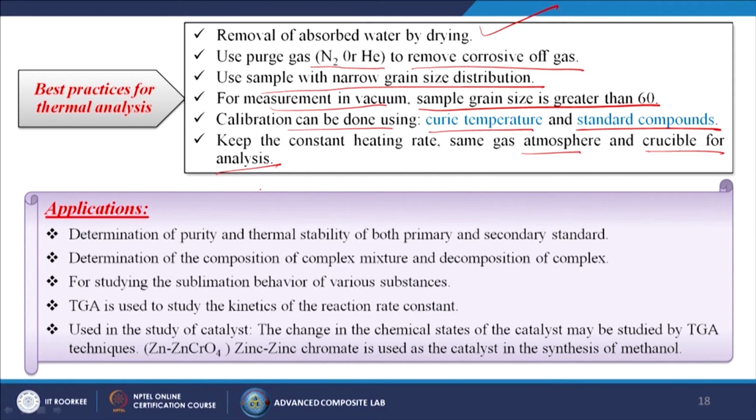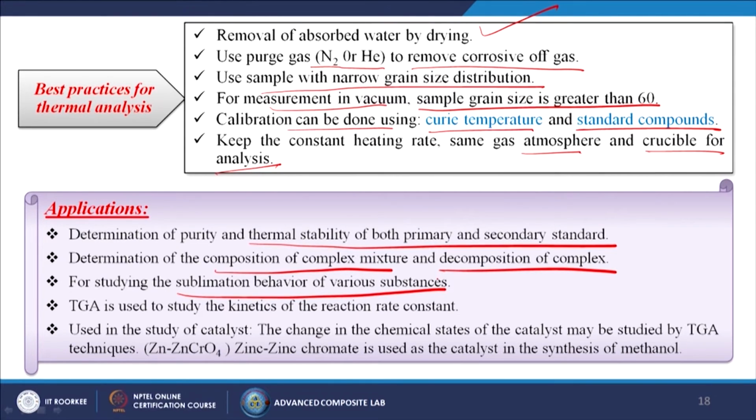What are the applications? Determination of purity and thermal stability of both primary and secondary standards. Determination of the composition of complex mixtures and decomposition of complexes. Studying the sublimation behavior of various substances. TGA is used to study the kinetics of reactions and the rate constant. It is used in the study of catalysts: the change in the chemical state of a catalyst may be studied by TGA techniques, for example zinc chromate, ZnCrO4, which is used as a catalyst in the synthesis of methanol.